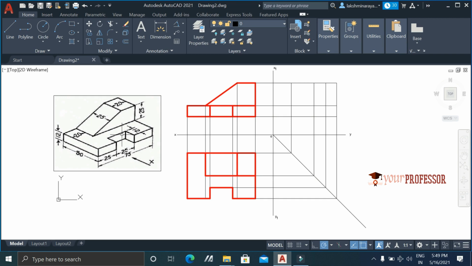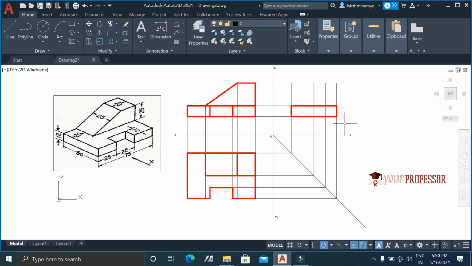As the rectangular hole is invisible, we need to represent that by means of dotted lines. First, let us draw these two rectangles, 50 by 12 and this reduced rectangle. From this point, draw the rectangle. I will highlight this one with red color. You will be able to see this is the 50 by 12 rectangle.